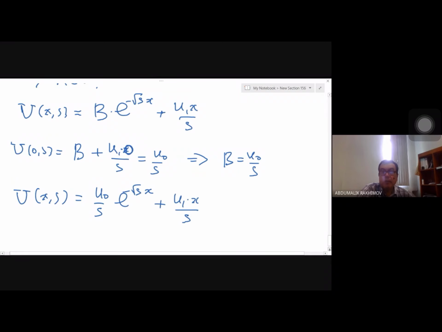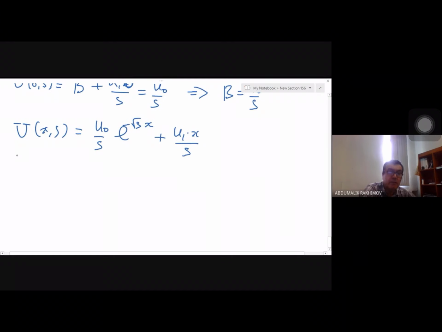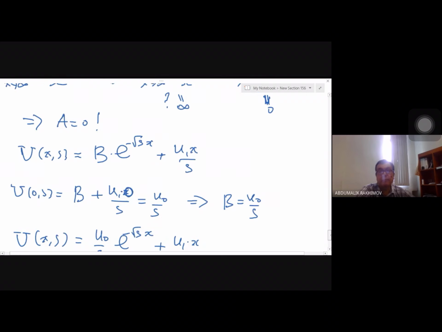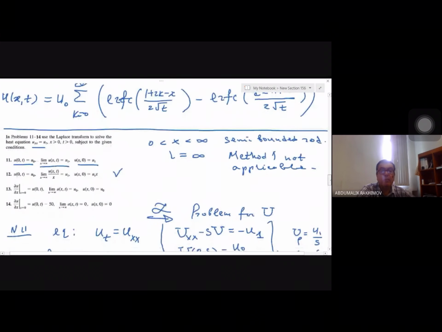Now we can find the inverse of this, u x t, right? u x t is equal, again with the same formula, to u0 times the complementary error function of x over 2 root t, right? What about this? It is only 1 over s, because x is a constant with respect to the transformation. u1 is constant, right? So this will be plus u1 times x. So this will be the solution of problem 12. Okay, and I want you to just follow up with 13 and 14 in the same way.